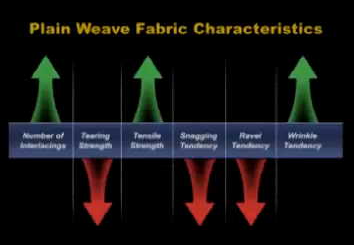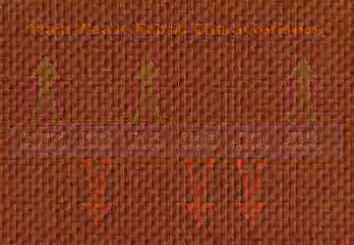The result of this dense weaving is a relatively low tearing strength, higher tensile strength, lower snagging, tendency to ravel less, and tendency to wrinkle more. The basket weave is a derivative of the plain weave. The most common of baskets is the 2x2 basket.